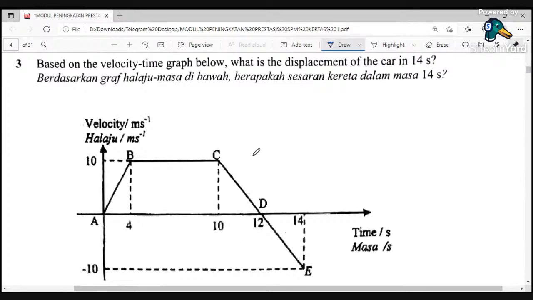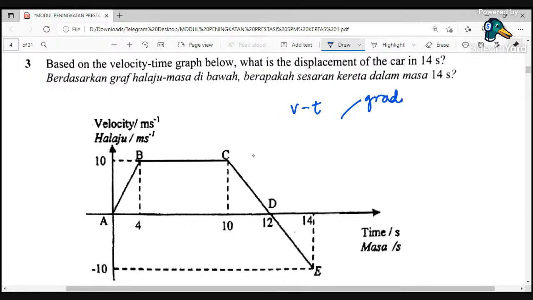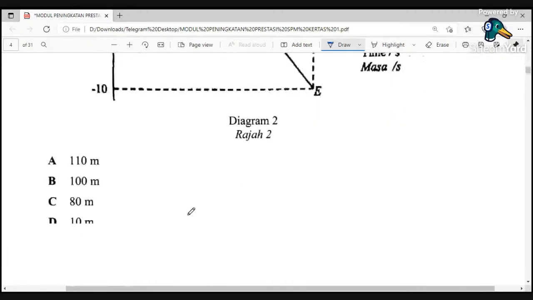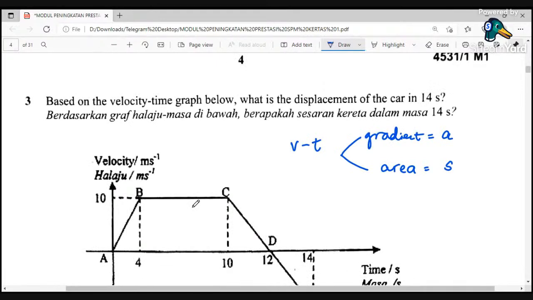Okay. Number 3, this is a velocity time graph. Remember for VT graph, what we can get from the graph? Gradient equals to acceleration, area equals to distance or displacement. Okay, now look at the question. Determine displacement sasaran kereta in 14 seconds.